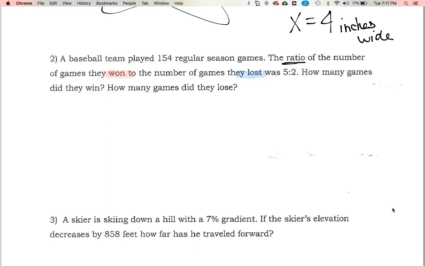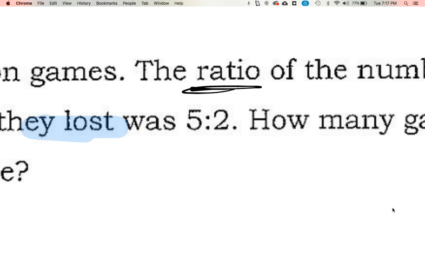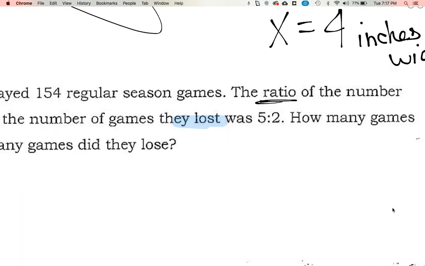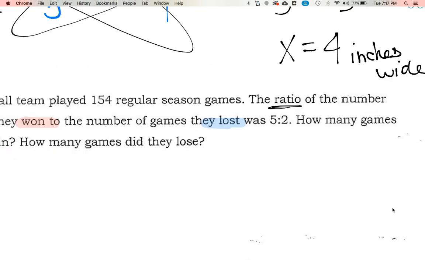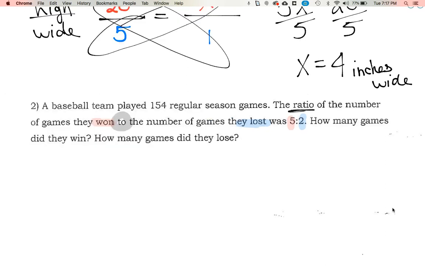Now look how they wrote that ratio. Order matters. They said the number of games they won to the number of games they lost. So the number of games they won, then 2. So 2 is after that colon. So that means 5 is wins, 2 is losses. So we have to understand the wording there. How many games did they win? How many games did they lose when we're comparing it to the 154 games?